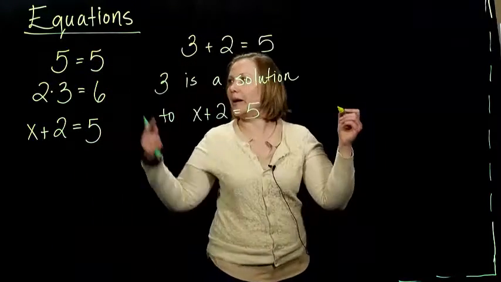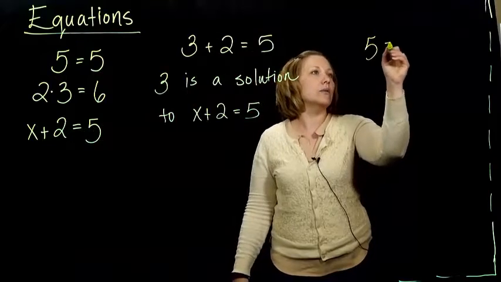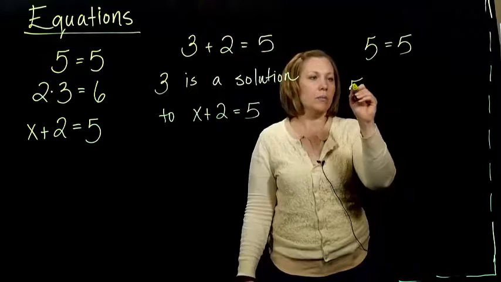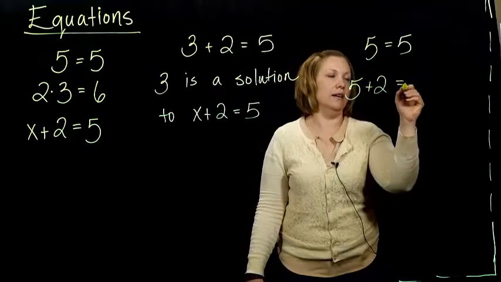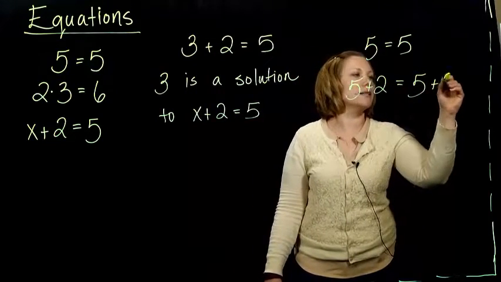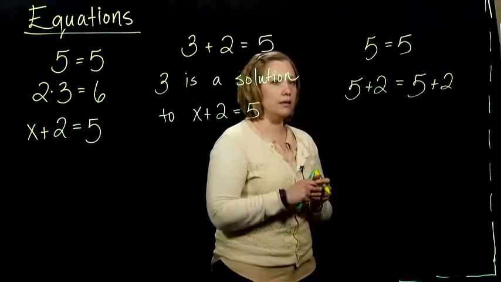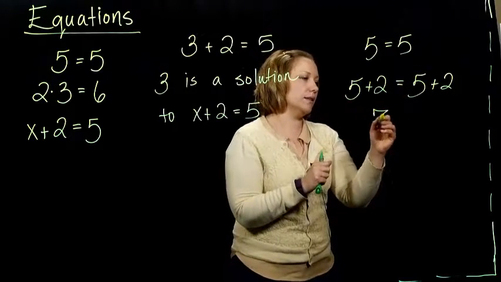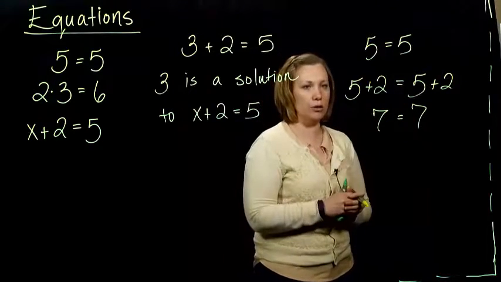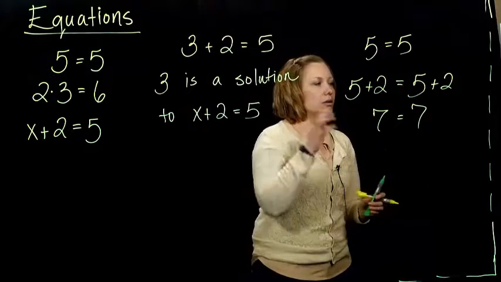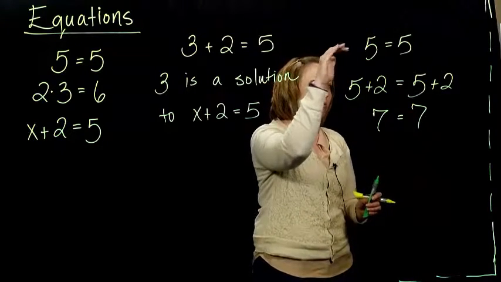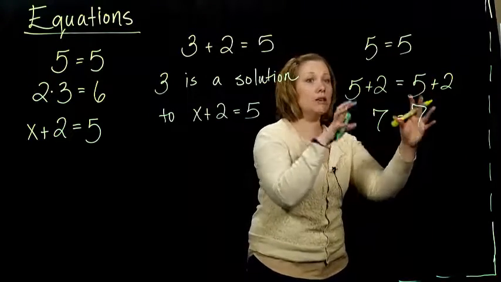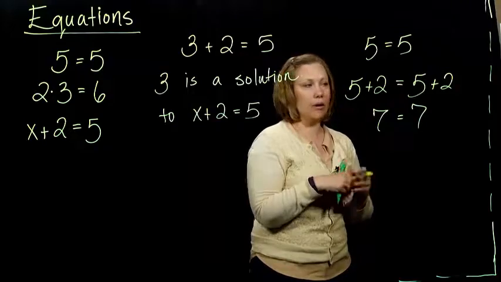So, if we look at my first statement, 5 equals 5, well, that's definitely true. 5 is equal to 5. But what happens if I add a number to both sides, say 2? Is it still a true statement? Yes, it is still a true statement. We get 7 equals 7, which is definitely true. So what we did was we rewrote the equation above by adding the same thing to both sides. It still keeps the equation true.